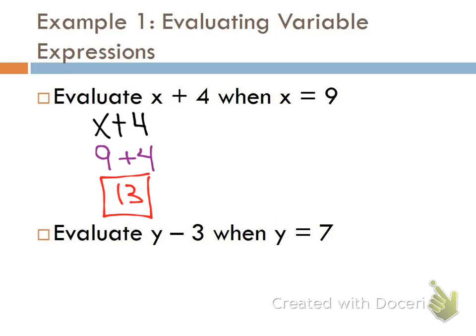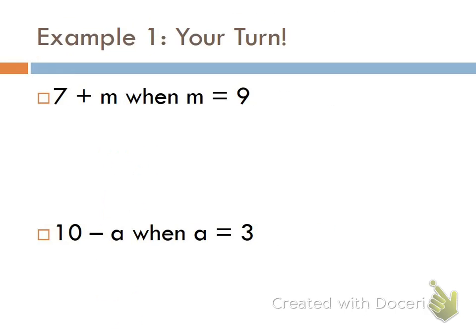I want you to go ahead and try to do the second one on your own. All right, so I've got y minus 3. My substitution, what's my value for y? 7 minus 3, and my answer is, class? 4. Very good. All right, so I want you to practice these 2 now on your own. Your turn now. 7 plus m when m is 9. And 10 minus a when a is 3. So kind of just practicing these steps. Expression, substitution, and a boxed answer.